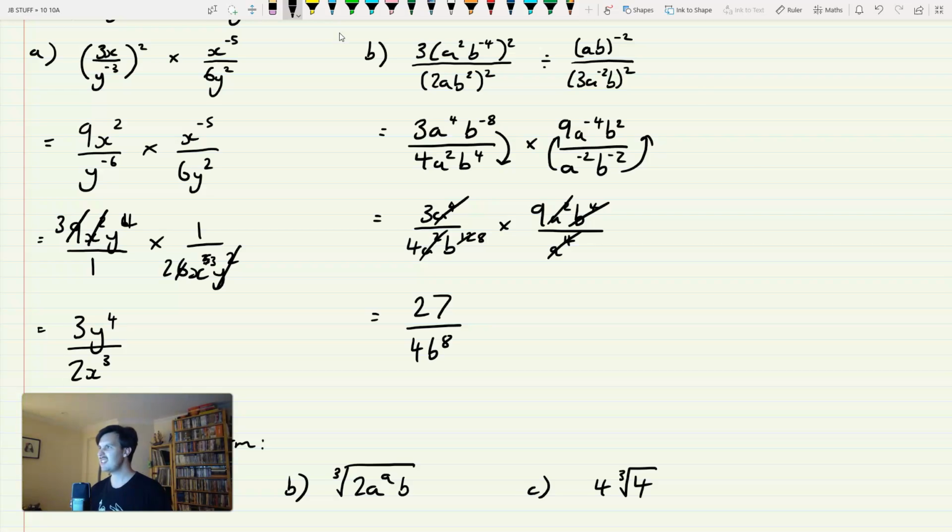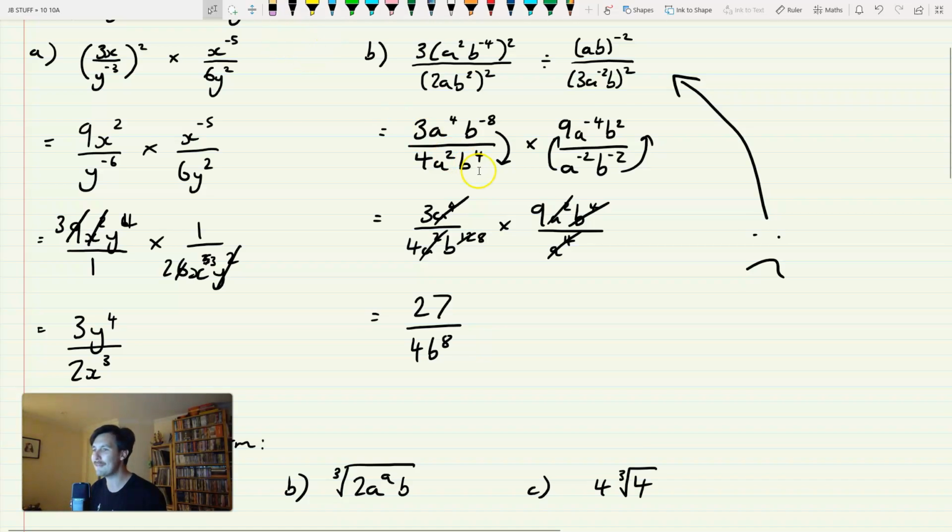Lovely. So these start by looking a bit full on and scary, but they're actually not too bad if you can work through them methodically. For me, working through in such a way where I get rid of the brackets, make everything positive, and then have a big cancel party, that works pretty well for me.